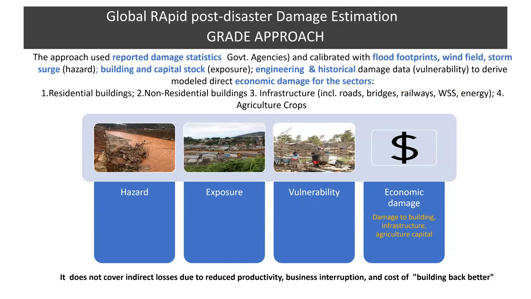We use exactly the same process as a normal risk model would. So we use hazard, exposure, and vulnerability. For the hazard, we start off in the first couple of days with flood footprints, wind fields from all different types of wind models, and storm surge, of course, from all different types. But as we go on through the disaster, these become less and less important, because we are adapting based on the data coming in from the ground in terms of the observed damages. And of course, we need a huge amount of building and capital stock data, as well as historic and engineering damage data, to be able to do this.